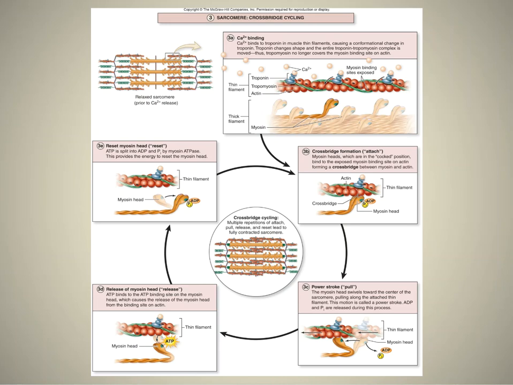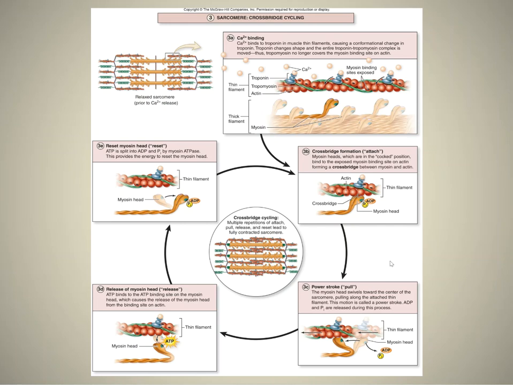Okay, slide 22, same thing in picture format. Calcium binds to troponin, causes a conformational change in troponin. It changes shape and pulls the entire troponin-tropomyosin complex, which moves, and then it uncovers the binding sites for myosin on actin. Then, as soon as that happens, the cross bridge forms, the myosin head binds to actin. Then it immediately goes to the power stroke. The myosin head swivels toward the center of the sarcomere, pulling along the attached thin filament. This is called the power stroke.